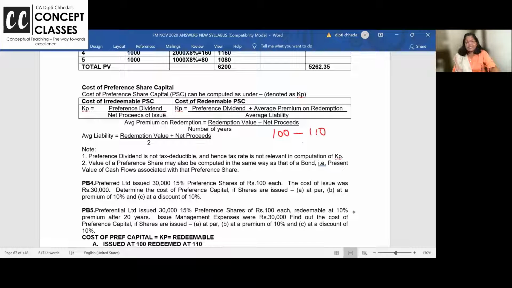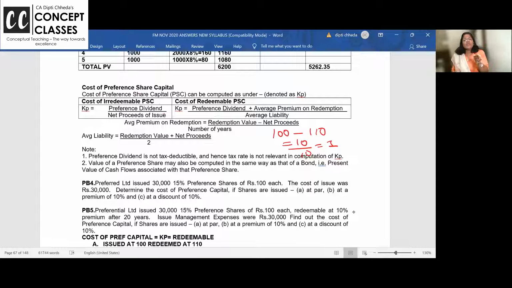Then 10 rupees is my extra premium which I have to pay over 6 years, 8 years, 10 years. So 1 rupee per debenture I am paying you extra. That's what this is. Same, like we have done for debentures.